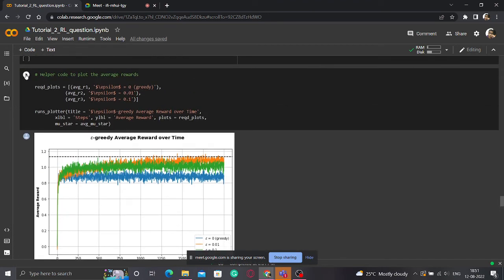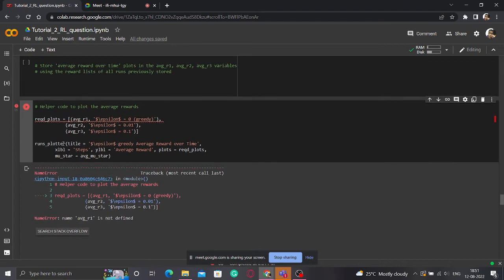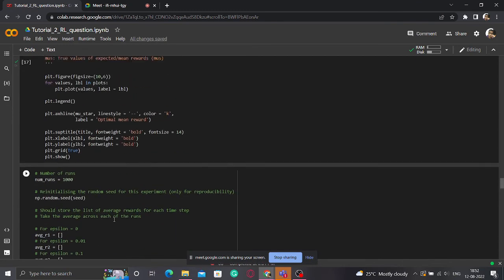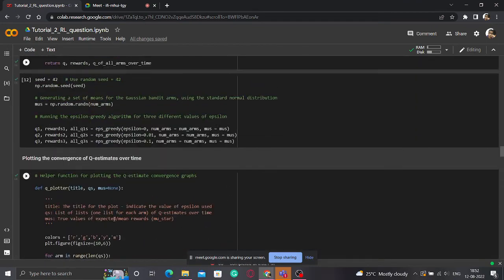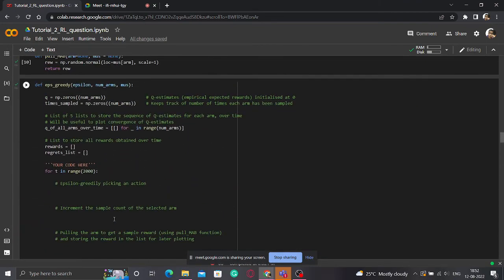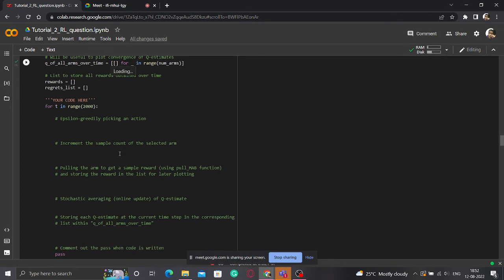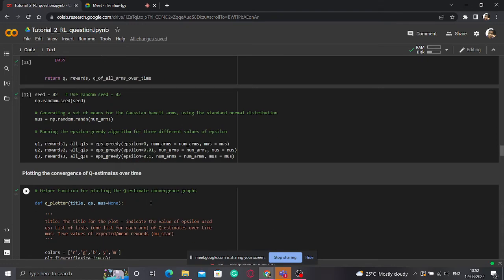If you run the code, you'll get the plots for epsilon greedy. Now I have not done the code yet, so this is all open for you to do. You can try different epsilon values and see what happens. You can try out all of those.